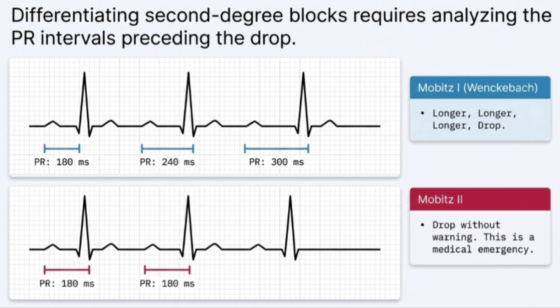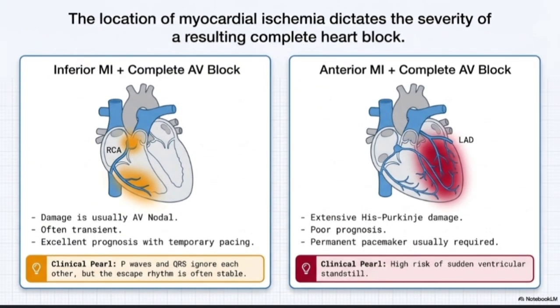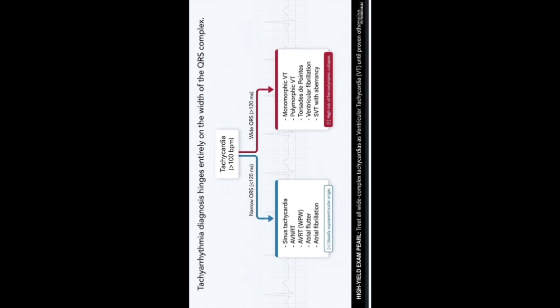Progressive PR interval prolongation and then block, versus sudden drop of QRS in Mobitz 2. The location of myocardial ischemia dictates the severity of the resulting complete heart block. In inferior MI, the damage is AV nodal and transient with excellent prognosis. P waves and QRS ignore each other, but the escape rhythm is often stable. But in anterior MI, complete heart block means extensive His Purkinje damage, poor prognosis, and a permanent pacemaker is usually required. There is high risk of sudden ventricular standstill in complete heart block with anterior MI.